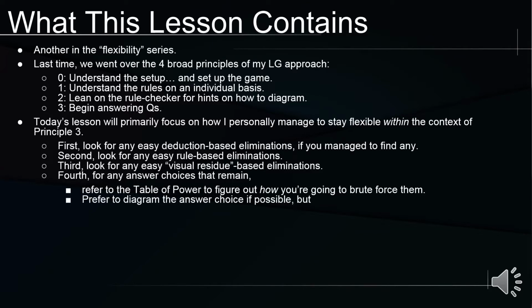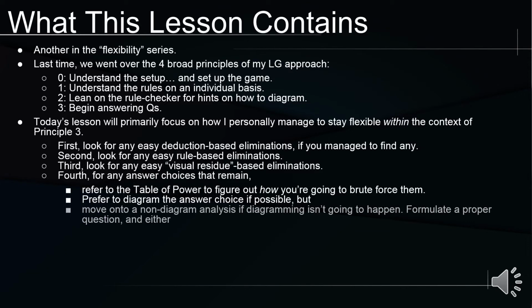I prefer to diagram each answer choice if possible, but I move to a non-diagramming analysis if diagramming isn't going to happen or doesn't feel that efficient. So to do the non-diagramming analysis, the first step is to formulate a proper question and then either use the entire list of rules to check an answer choice. So let's say you've done all the steps 1, 2, 3 here that we've gone over today, and you're still stuck between answer choice C and E.